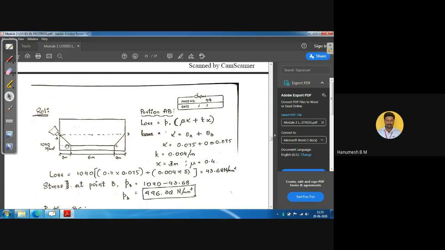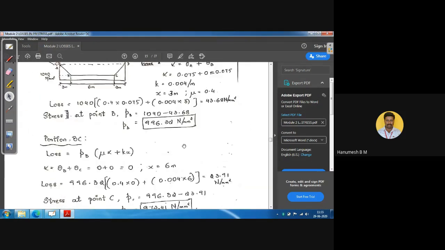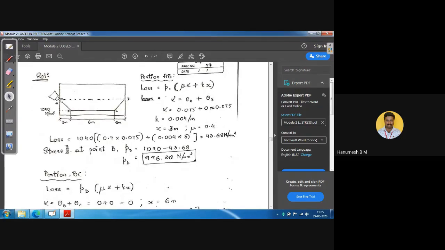Now we need to calculate the loss in the cable at the remote end. Say at the jacking end the stress is 1040. The measured stress at the jacking end is 1040 Newton per mm square.